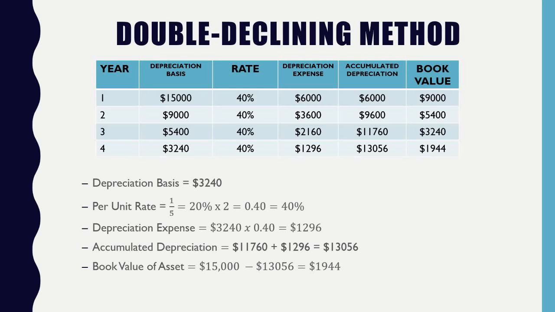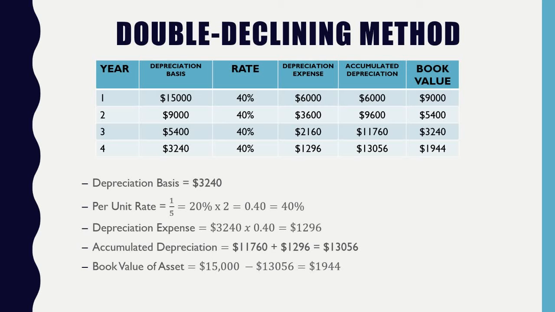Now what happens if I calculate for year 4? Same thing happens: I depreciate it 40%. So now my book value has dropped to 1,944. The idea is that I'm using it so much in the beginning of its life, so I'm depreciating it twice as much, because I'm using it more frequently.